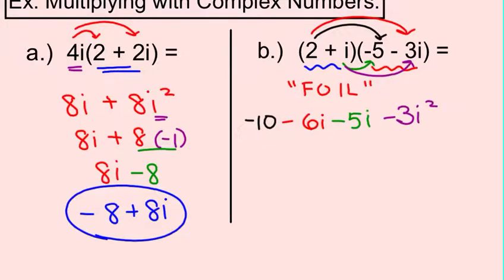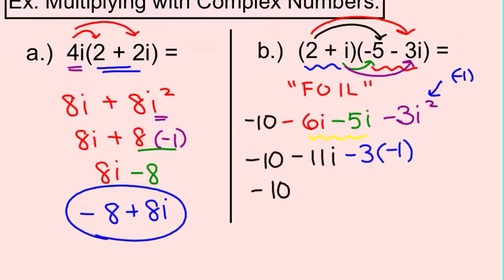Now I'm going to go ahead and combine like terms right here. So I get -6i minus 5i is -11i. And then this i squared can be replaced with a -1. So I have -3, replace the i squared with -1. So now I have -10 minus 11i. And now -3 times -1 is +3.